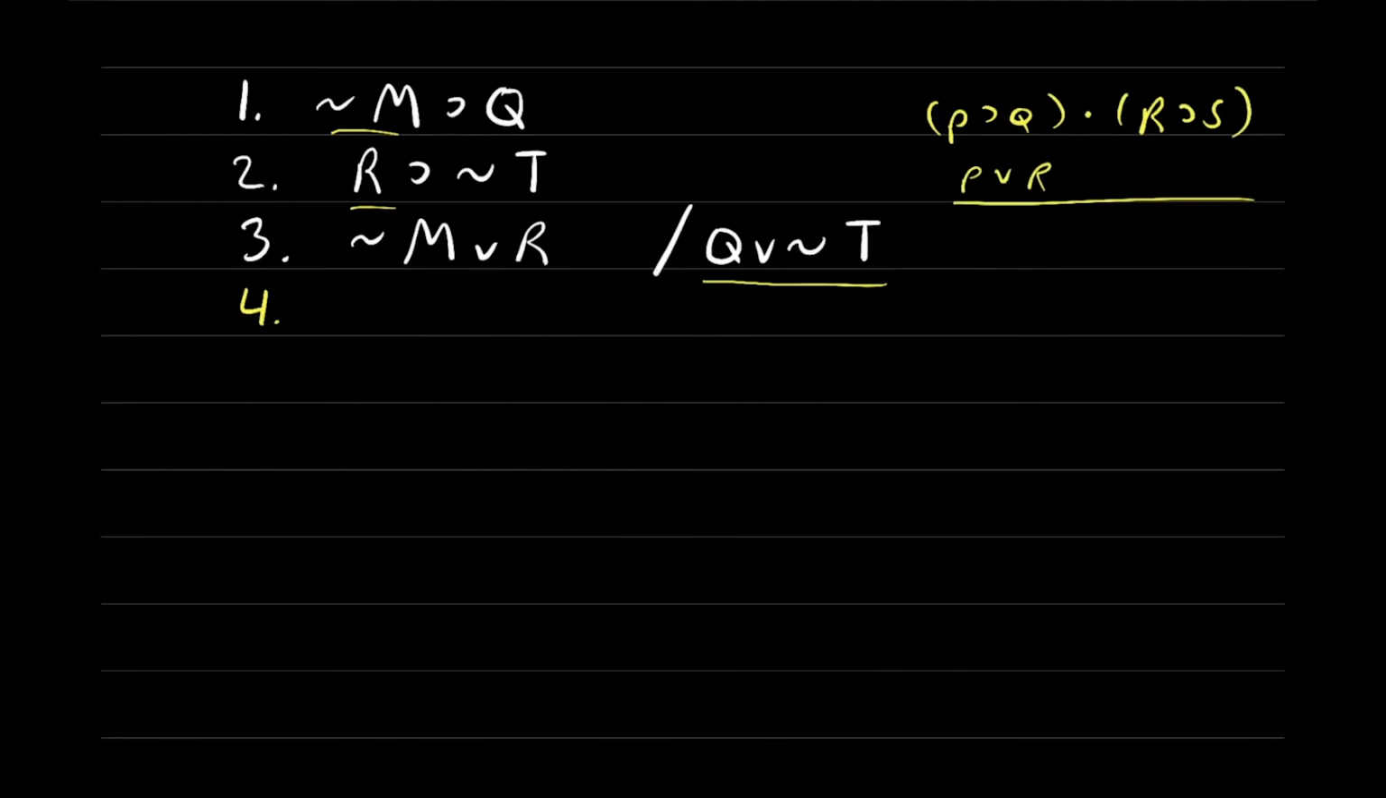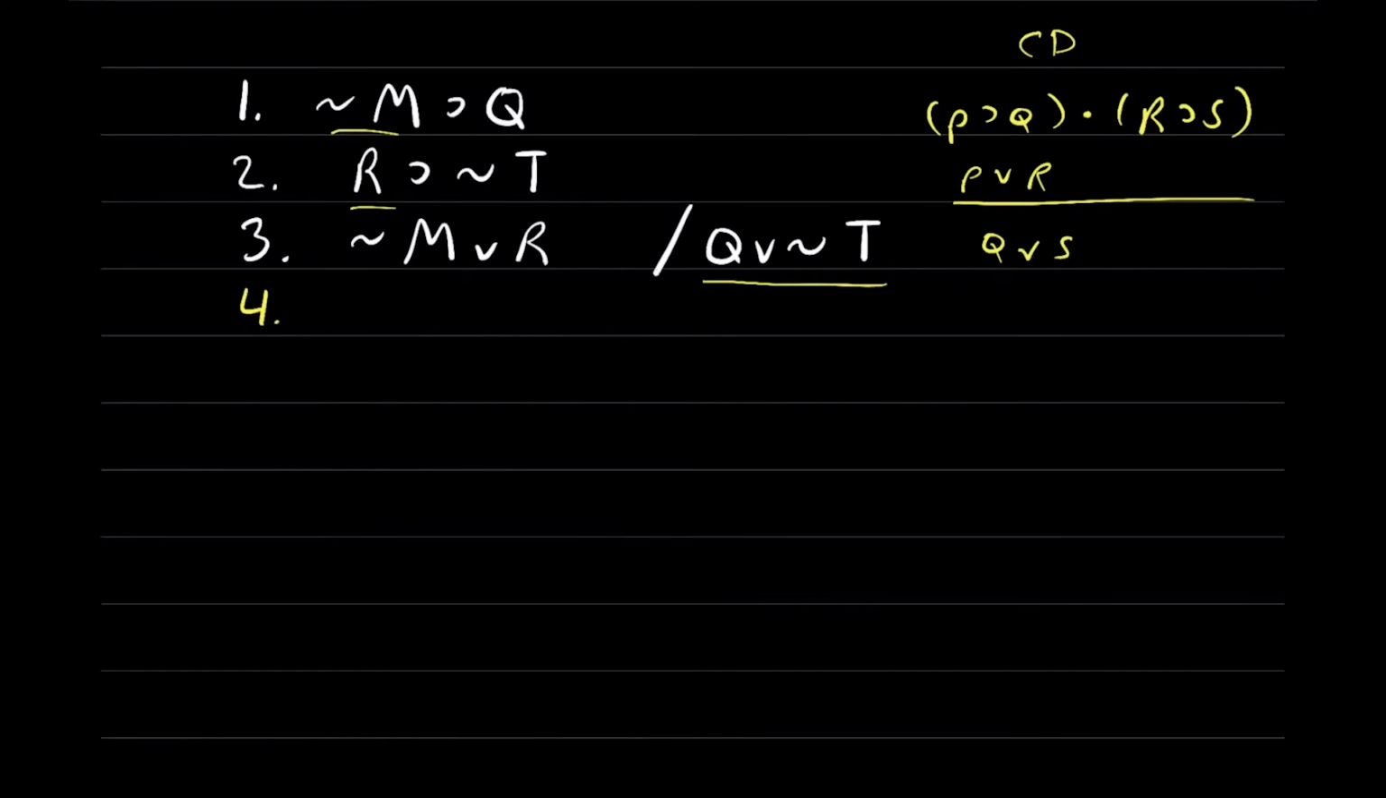And if we have that, we can get something like Q or S. So we have our two conditionals. We know that not M implies Q. We know that R implies not T. But we need to make it look like this form for constructive dilemma, which I'm going to write here, constructive dilemma. So we need to take those two conditionals and conjoin them together using the dot.